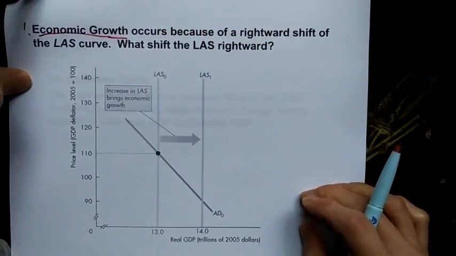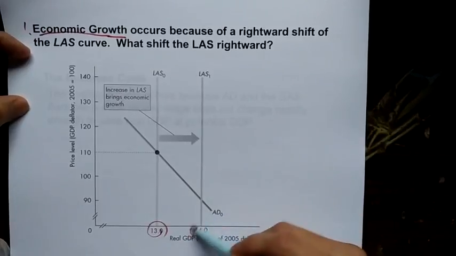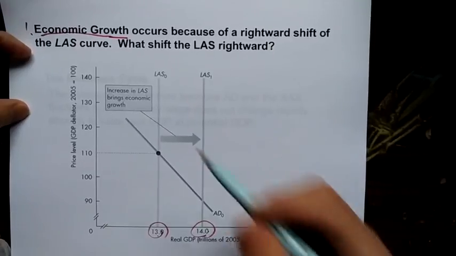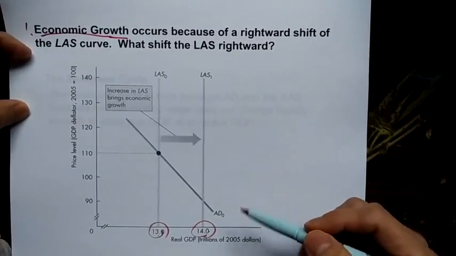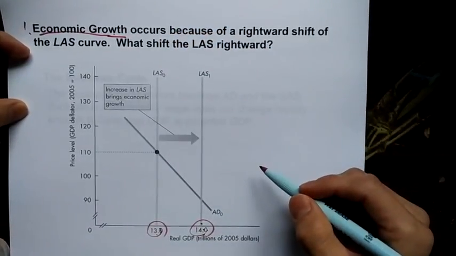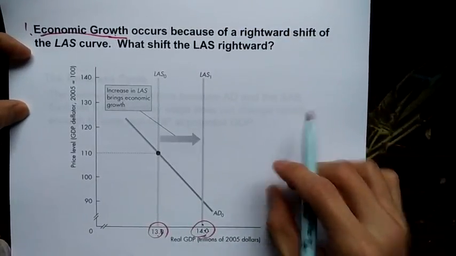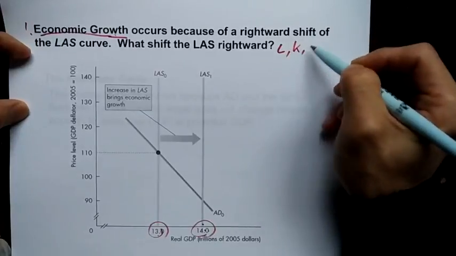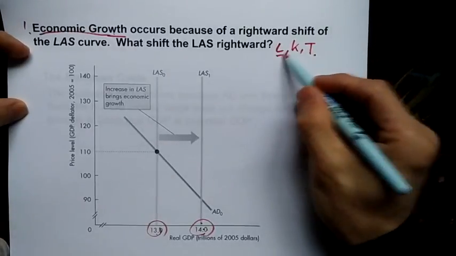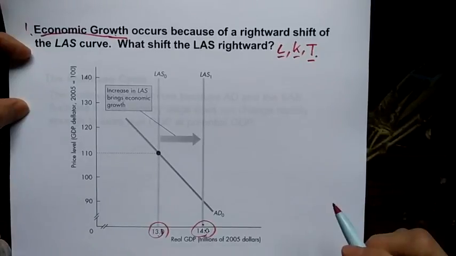Economic growth. What causes economic growth? We have talked about this before. That is, your potential increases. When potential GDP increases, the long-run aggregate supply curve shifts to the right. Potential GDP increases. That is the definition of economic growth. So what causes economic growth? The answer is labor, capital, technology. So only the advances in labor, capital, technology can make an economy grow.